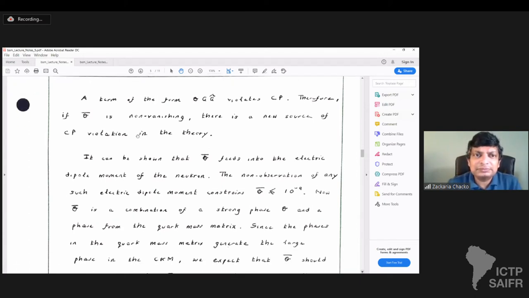All right. Now, a term of the form theta G G dual violates CP. You can check how G and G dual transform under CP. It's also true that if you write a term F F dual for the photon, it also violates CP. So it's the same for gluons. A term like this violates CP. And therefore, if theta bar is non-vanishing, and this is the critical thing, there is a new source of CP violation in the theory. We always say that the only source of CP violation in the standard model is the phase in the CKM. If theta bar is non-vanishing, that's not true anymore. There's another phase, a new source of CP violation in the theory.